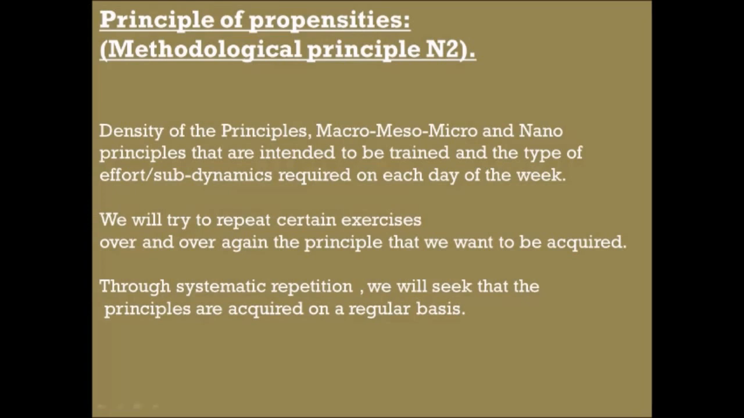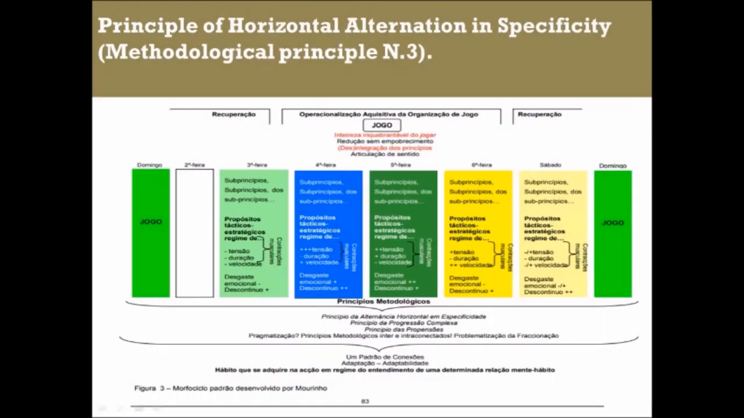Okay, the principle of horizontal alternation specificity basically is giving shape to the whole morphocycle or week of work, where we're going to have a rest session after the match, then we're going to have a recovery session the day after the rest day, then we're going to have 3 acquisition sessions, which will be the tension of the muscle contraction, the duration of the muscle contraction, and speed of the muscle contraction, and then we're going to have a match preparation session before the match, where later we will have the match again, a real match, a competition.